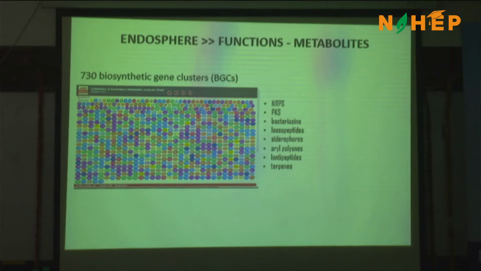So this is the output of antiSMASH. In the endophytic microbiome, we were able to predict 730 biosynthetic gene clusters. Normally in a genome, you get around 20 at most, 15, 20, 25, depending on how big the genome is. But these are all the biosynthetic gene clusters that we got from the whole microbiome of the endophytic community. And they had all of these affiliations: NRPS, PKS, bacteriocins, all kinds of compounds.